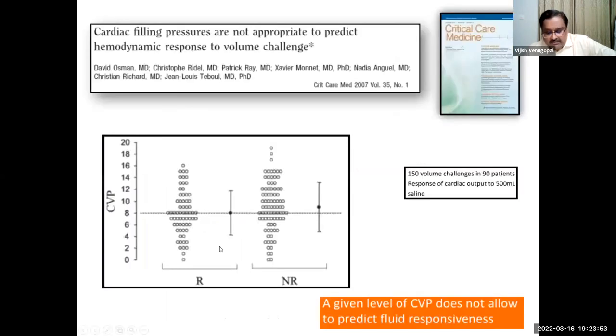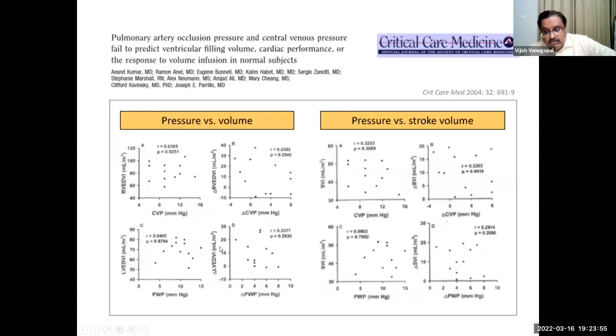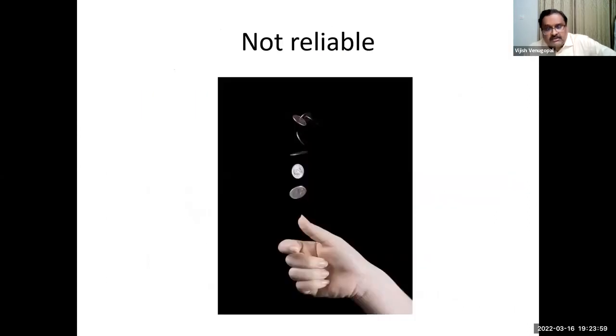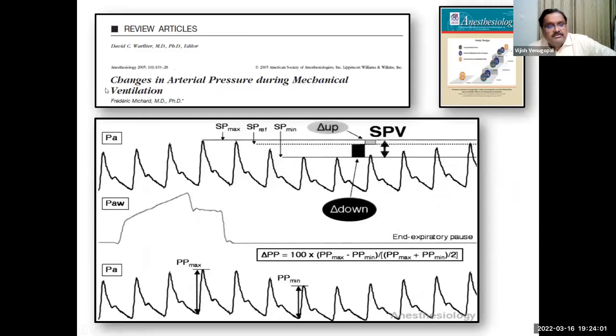CVP and pulmonary artery occlusion pressures are no more considered to be reliable. They are static and it's just like tossing a coin. So nowadays you find the changes in arterial pressure during mechanical ventilation. You have algorithms embedded in most of the monitors now, which give you the pulse pressure variation.